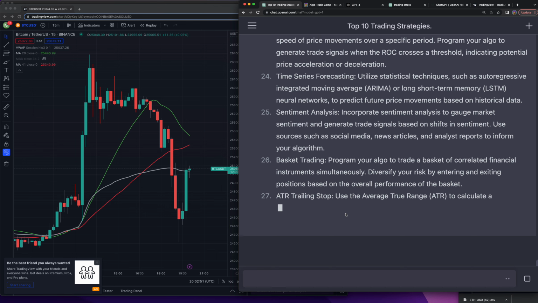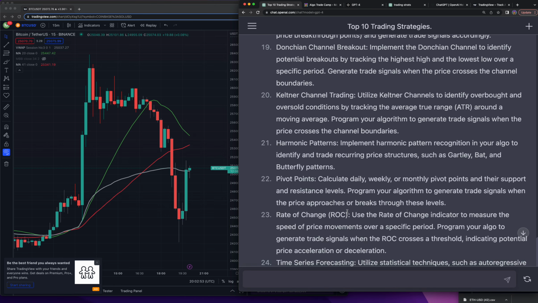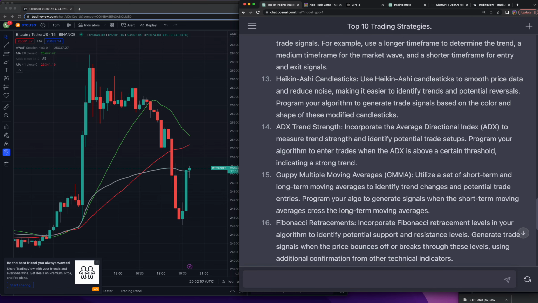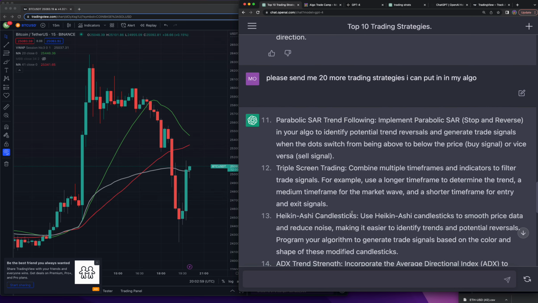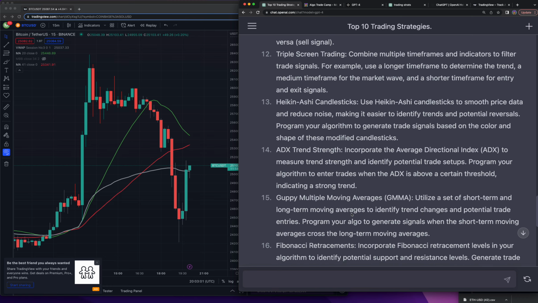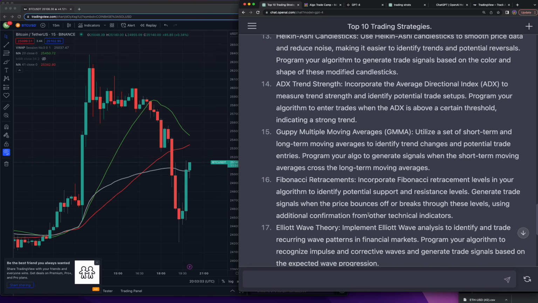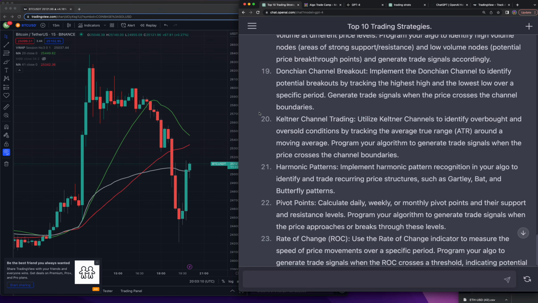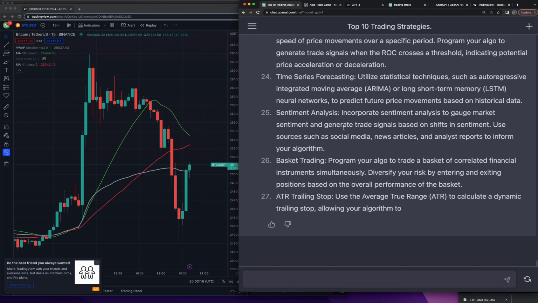ATR trailing stop. Now let's pick one of these and see how it can code. If you've been using ChatGPT yourself, we know how the model before was, and this is supposedly much, much better. So let's say, I don't even know how to code the Donchian channel breakout, but let's see if GPT does. Sentiment analysis, basket trading, ATR trailing stop.